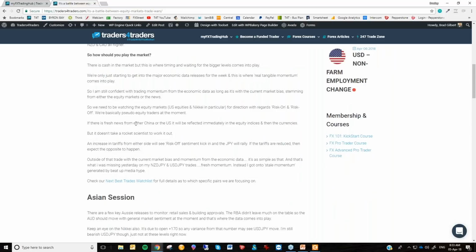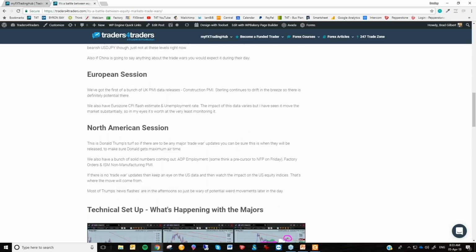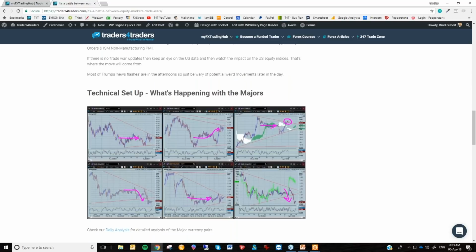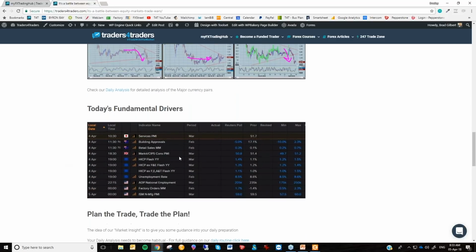And we're looking at specific opportunities, and then going into each, whether it's the Asian, European, or North American session, having a look at the best opportunities there, the technical setup of the majors, so you can get a very clear visual of what's going on, and then isolating the potential fundamental drivers. These drivers, once again, is where direction comes from.